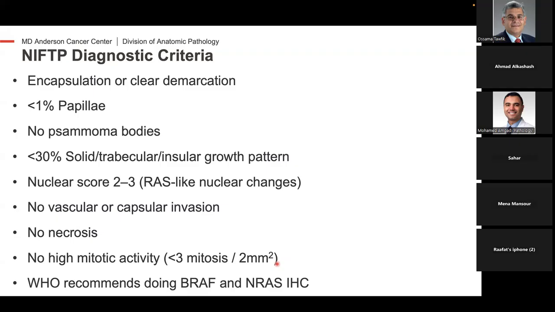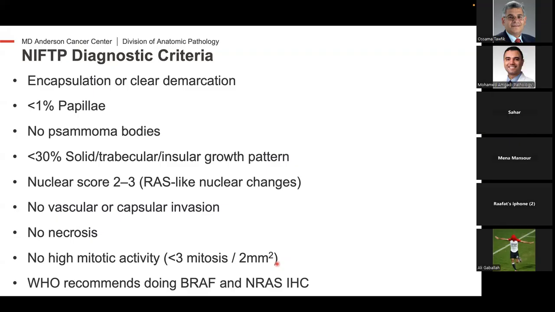You also need PTC nuclear features, so nuclear score of 2 to 3, no vascular or capsular invasion, no necrosis. Necrosis excludes NIFTP, no high mitotic activity, and the WHO recommends doing BRAF and NRAS IHC. Once you do BRAF and it's positive, then you shouldn't call it a NIFTP. If NRAS IHC is negative, you could still call it a NIFTP. It's not an exclusion criterion at all, but it helps with the diagnosis.